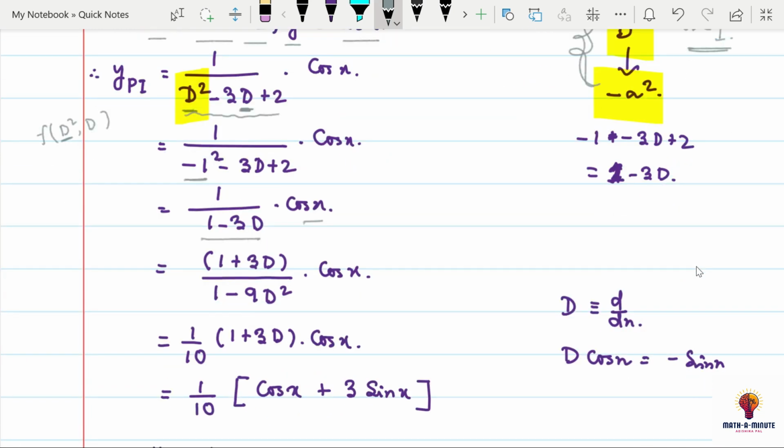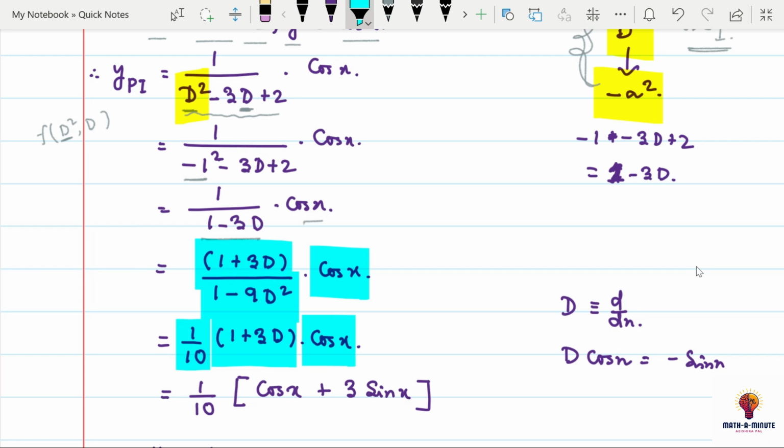Now if we multiply 1 plus 3D in numerator and denominator, it will be 1 plus 3D divided by 1 minus 9D square into cos x. Now again if we replace D square by minus 1 square, it will be 1 by 10, and here it will be 1 plus 3D cos x. In the next step we can write 1 by 10, and it will be cos x plus 3 into the derivative of cos x, which is minus sin x.